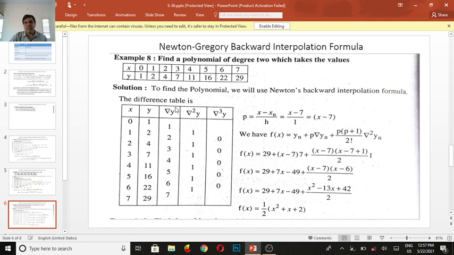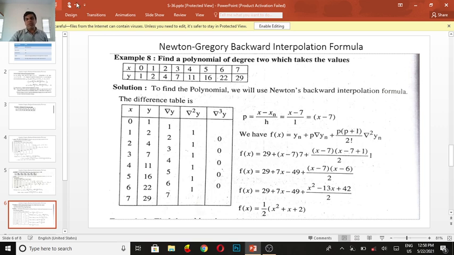Take the differences. Delta y is 2 minus 1 is 1, 4 minus 2 is 2, 7 minus 4 is 3, 11 minus 7 is 4, 16 minus 11 is 5, 22 minus 16 is 6, 29 minus 22 is 7. For the second differences: 2 minus 1 is 1, 3 minus 2 is 1, 4 minus 3 is 1, 5 minus 4 is 1, 6 minus 5 is 1, 7 minus 6 is 1. The third difference, del cube y, should be 0.